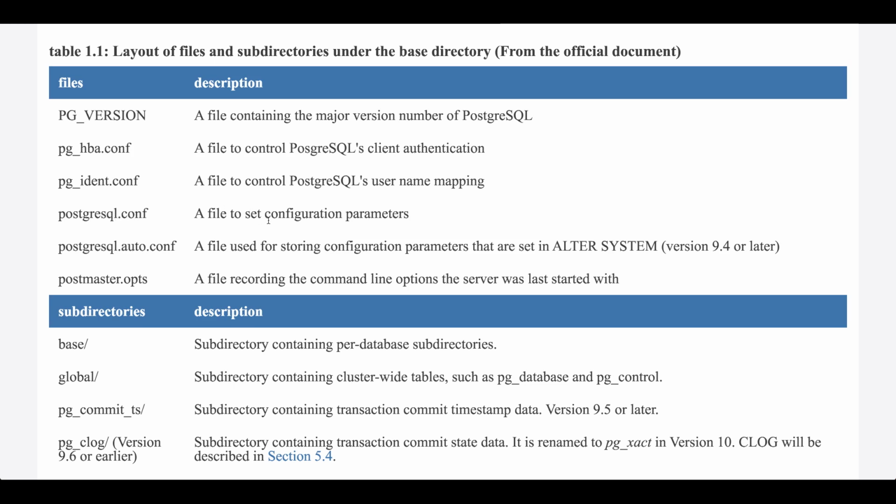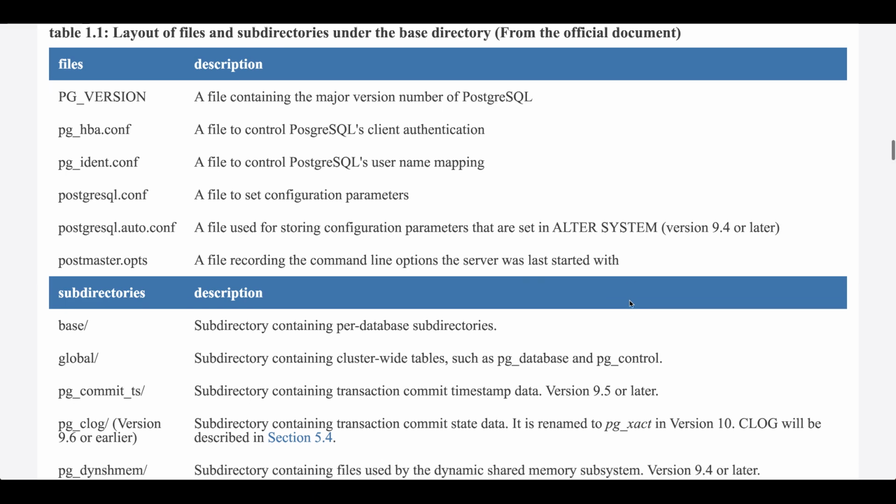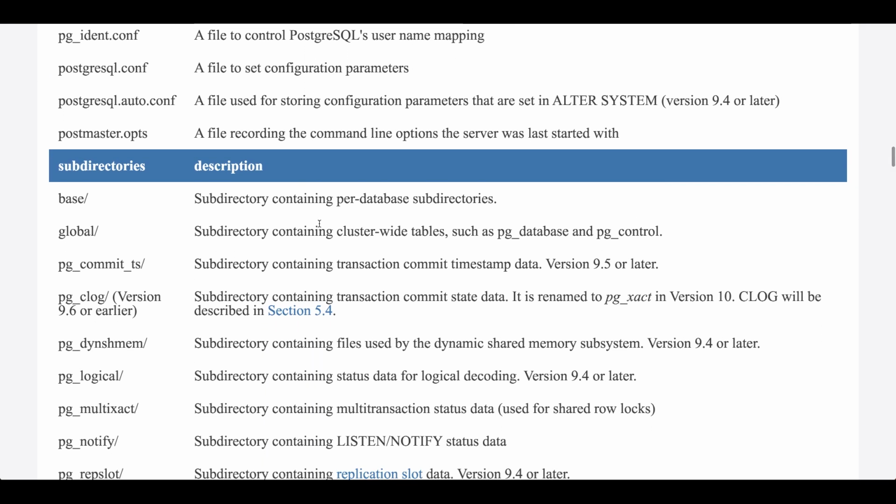postgresql.conf, a file to set configuration parameters. postgresql.auto.conf, a file used for storing configuration parameters that are set in ALTER SYSTEM, version 9.4 or later. postmaster.opts, a file recording the command line options the server was last started with. Subdirectories description. base, subdirectory containing per-database subdirectories.